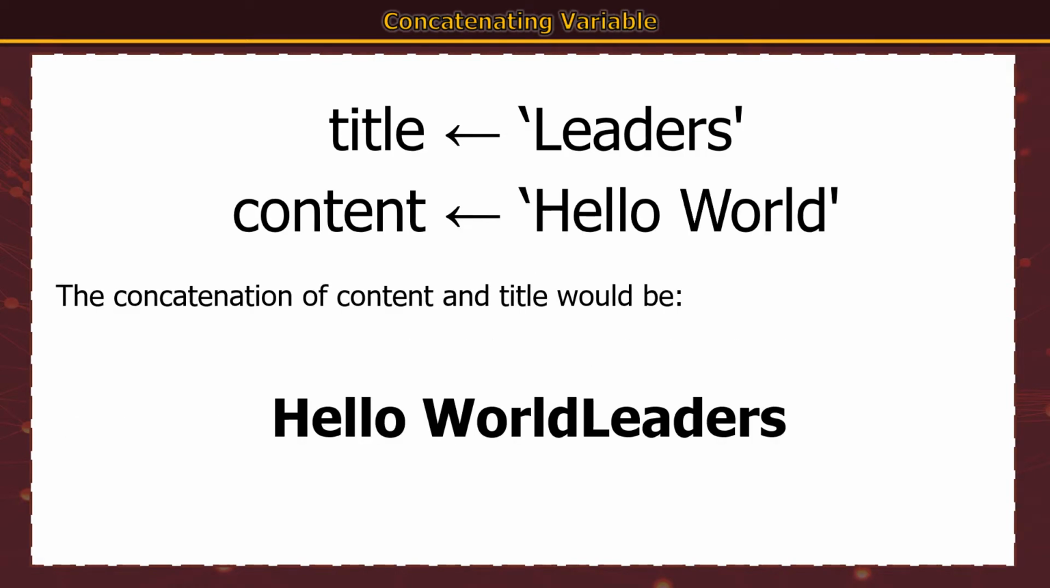Concatenating 2 strings is adding 2 variables together in a non-mathematical way. So here, if we were to concatenate content and title, we'd get hello, world, leaders. Notice between world and leaders there is no space, because in the original variables there was no space at the end of contents or the start of title.